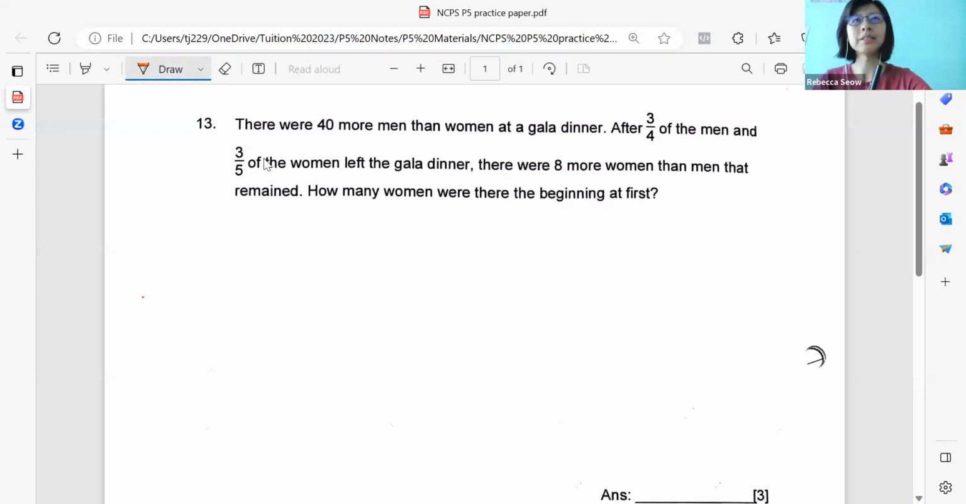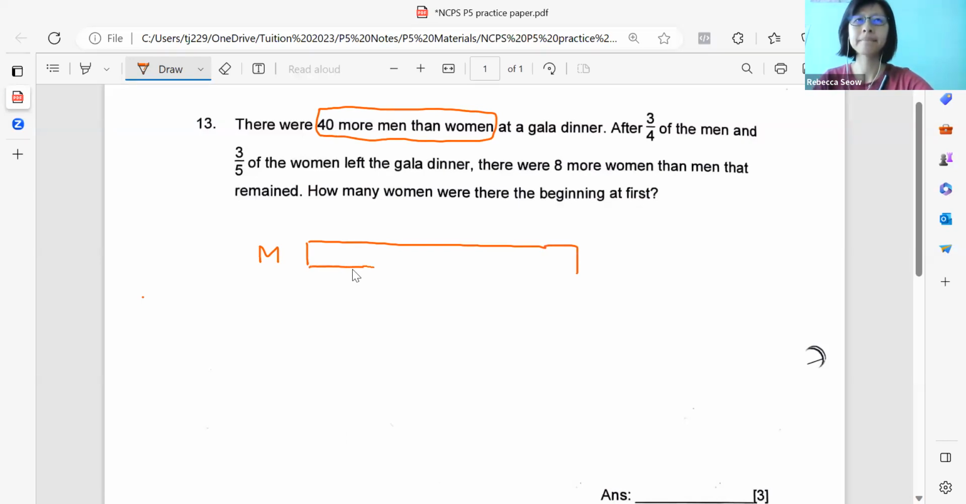So let's see what's important in the question. First and foremost, in the first sentence, they give you the comparison between men and women. After that, there were some people who left, and the comparison changes in terms of proportion. So let's see. If we were to draw this out, men, it would be 1 unit and 40. And for women, it will be just 1 unit.